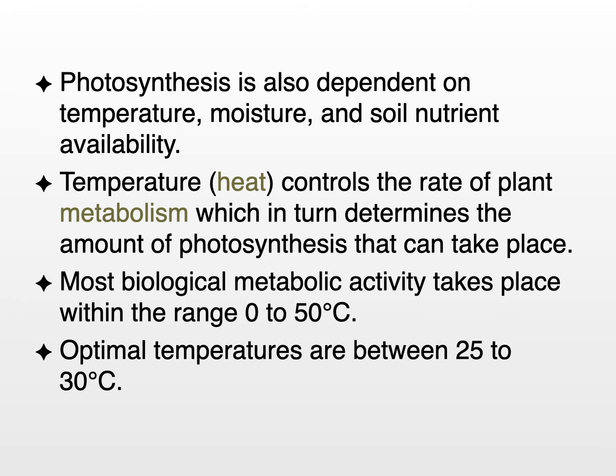Those are some of the main factors, but some other factors that control photosynthesis are temperature. We already mentioned moisture. Soil nutrient availability is another factor. Temperature, heat, controls the rate of plant metabolism, which in turn determines the amount of photosynthesis that can take place in chloroplasts. Most biological metabolic activity takes place within a range of 0 to 50 degrees Celsius. Optimal temperatures are somewhere between 25 and 30 degrees Celsius.